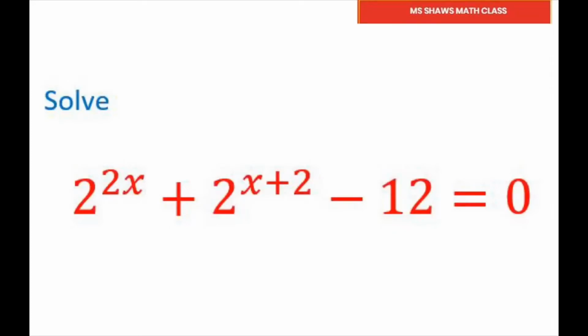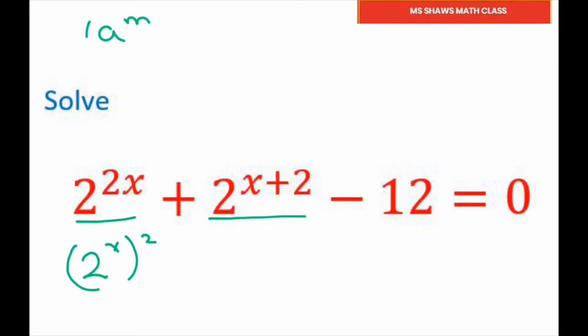Hi everyone, we're going to solve this equation with exponents in it, and the first thing we're going to do is look at these two pieces here. Now this piece I can write as 2 to the 2x, and that's because with your properties, a to the m power raised to the n power equals a to the m times n. That's your power property. So I just utilize that property.